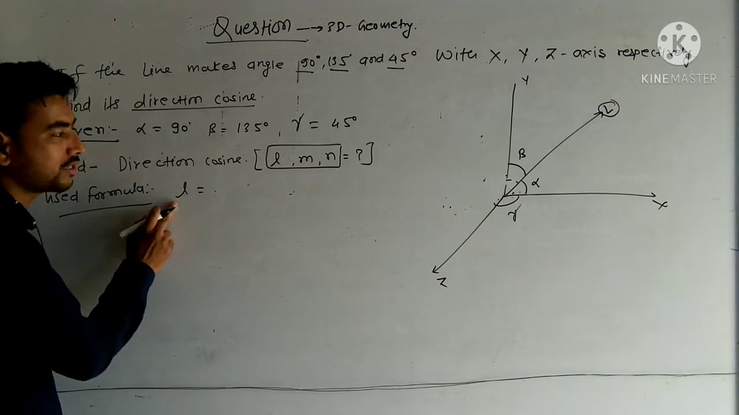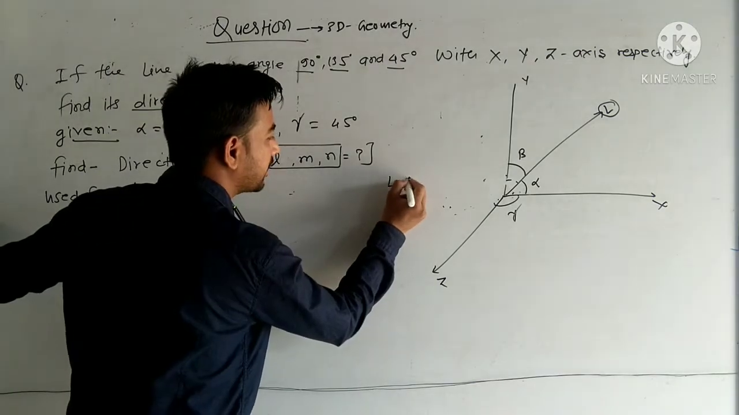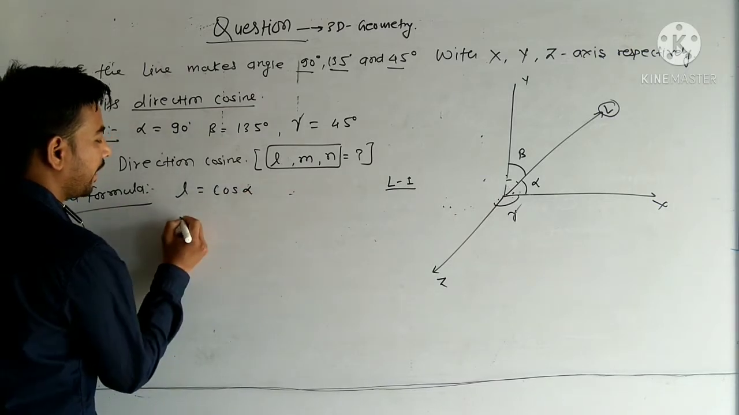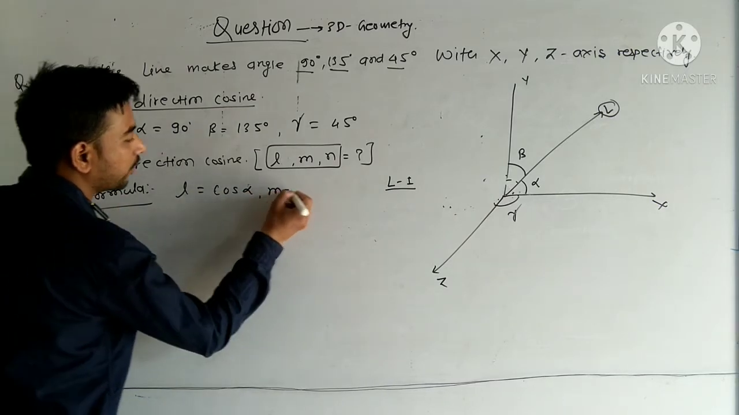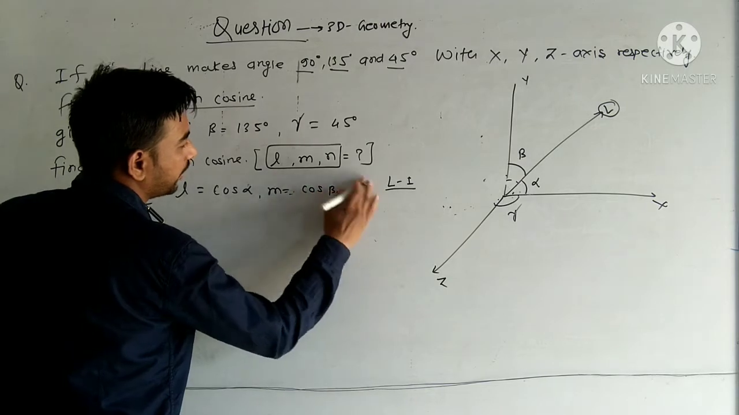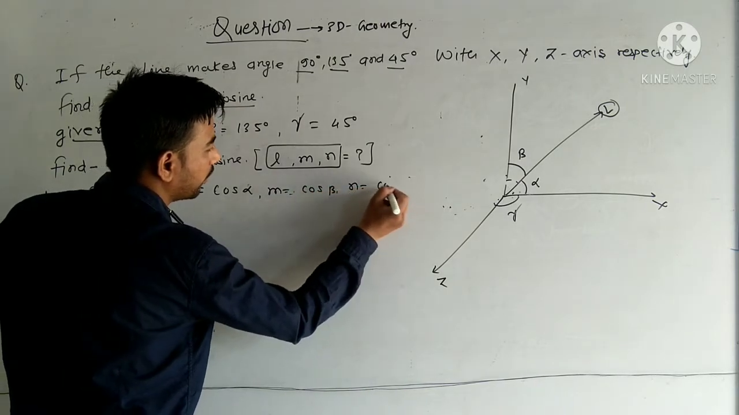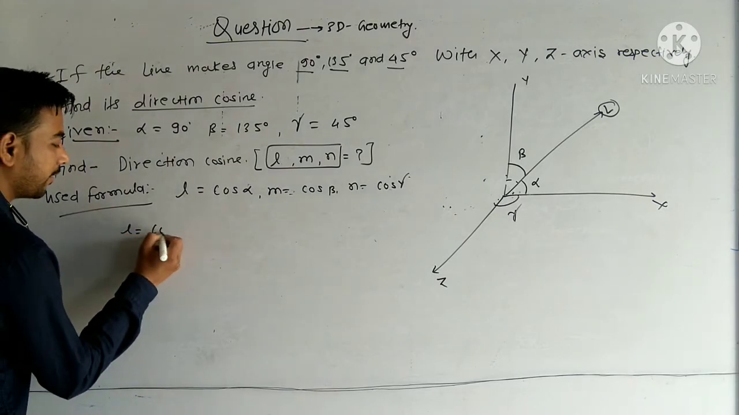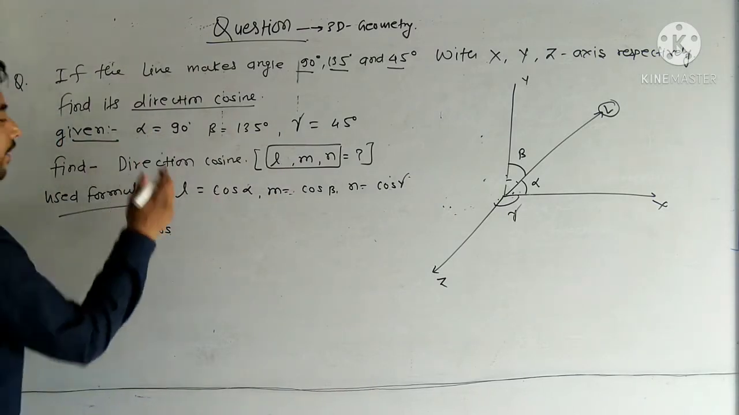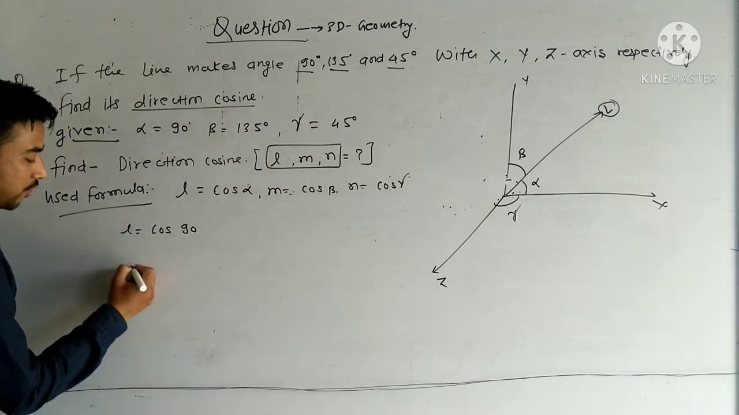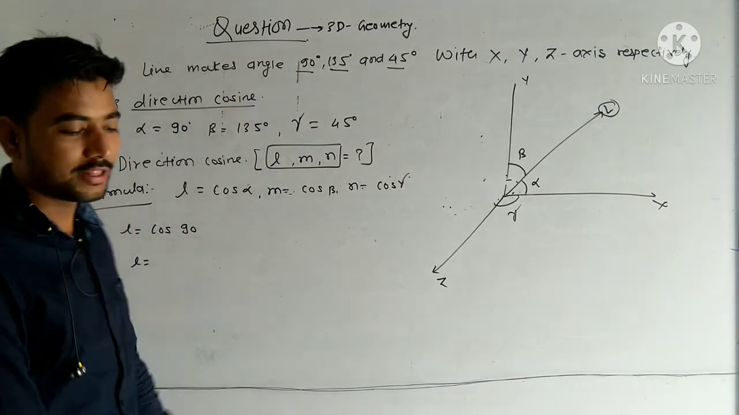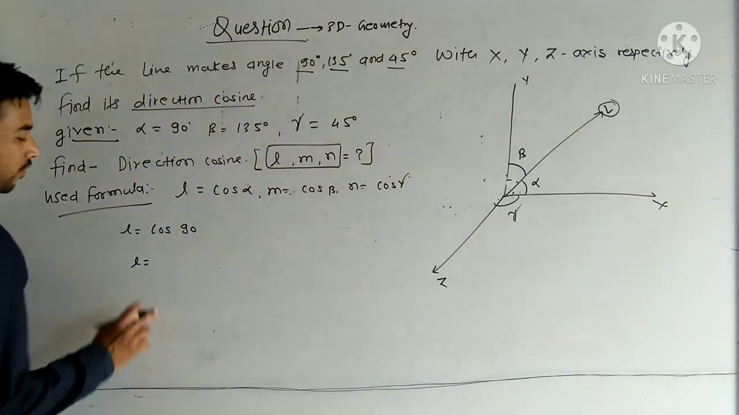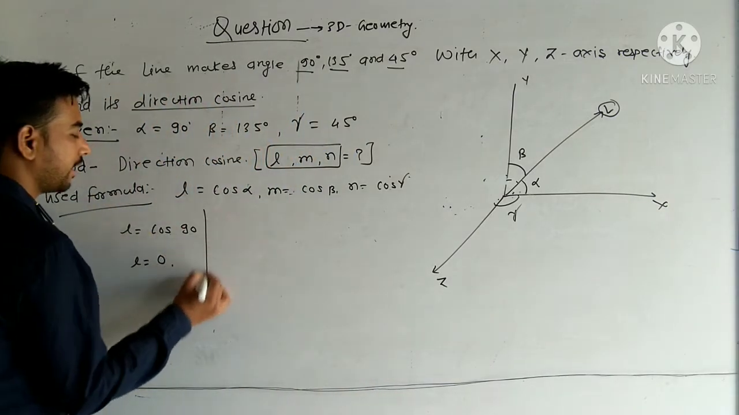I discussed this in the first lecture. L equals cos alpha, M equals cos beta, and N equals cos gamma. So L equals cos alpha, and alpha is 90, so L equals cos 90, and the value of cos 90 is 0.